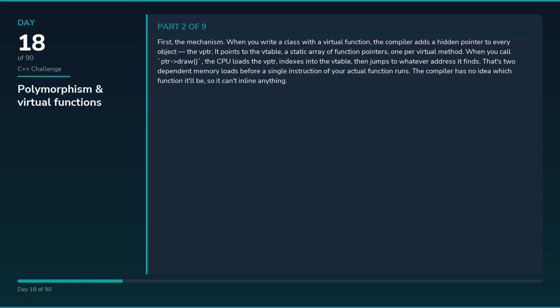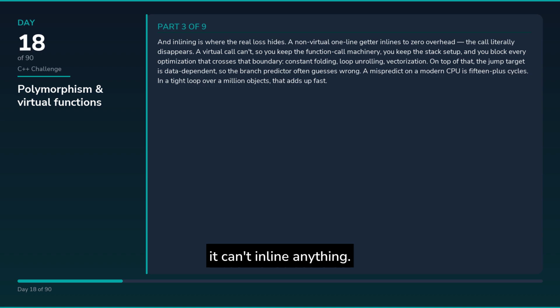When you write a class with a virtual function, the compiler adds a hidden pointer to every object, the vptr. It points to the vtable, a static array of function pointers, one per virtual method. When you call ptr->draw, the CPU loads the vptr, indexes into the table, then jumps to whatever address it finds. That's 2 dependent memory loads before a single instruction of your actual function runs. The compiler has no idea which function it'll be, so it can't inline anything. And inlining is where the real loss hides.